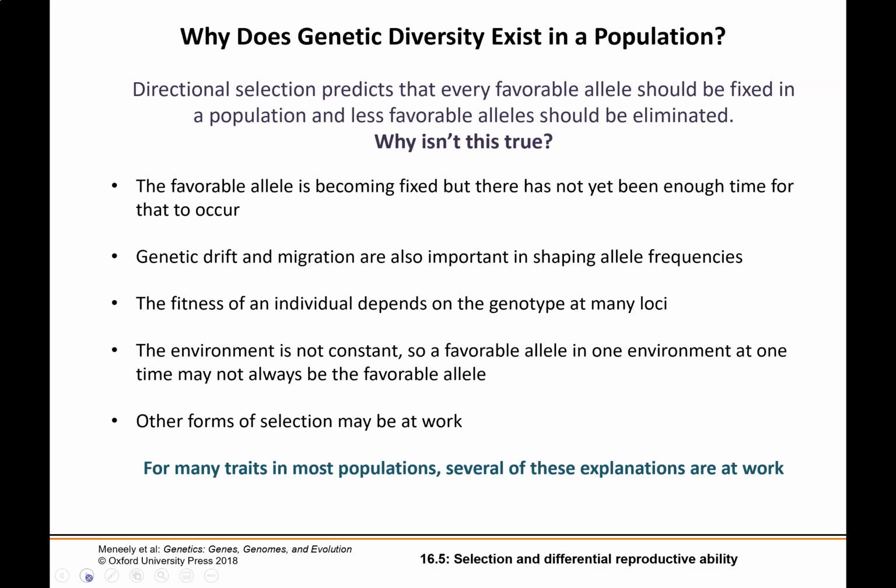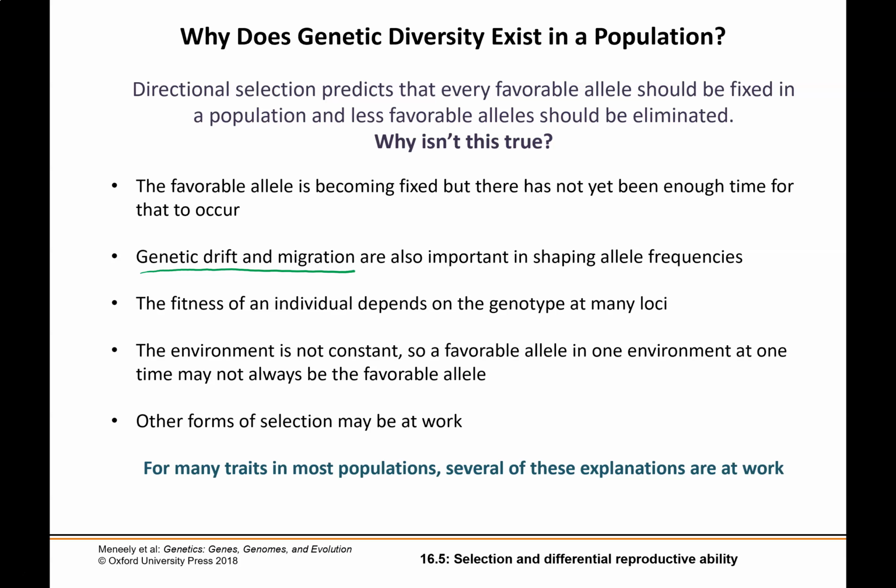There's an explanation for this, why there's genetic diversity at all then. So one explanation is that that favorable allele just hasn't become fixed yet. There hasn't been enough time for fixation to occur. There hasn't been enough generations. It could also be that genetic drift and migration are keeping that little a allele in the population. Individuals are coming in with the little a allele, keeping that frequency higher, or genetic drift has sort of selected for or increased that recessive a allele.